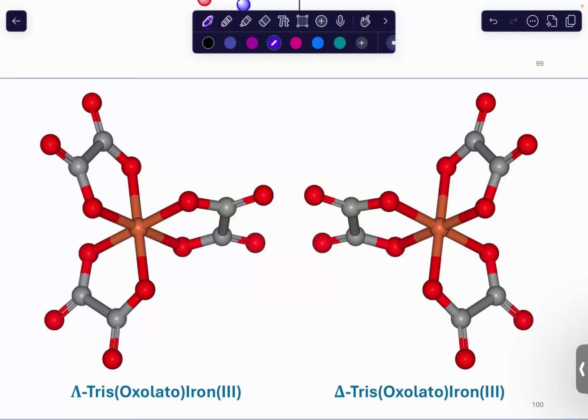And believe it or not, these two are chiral. If you try to rotate them and put them on top of each other, what you would get is this up oxygen here would end up over here, but it would be up. So they're just not going to match.